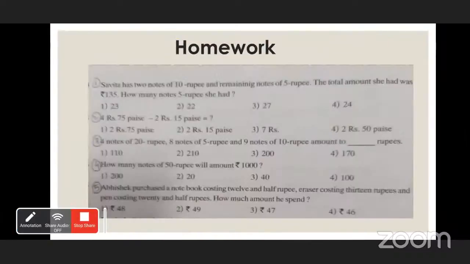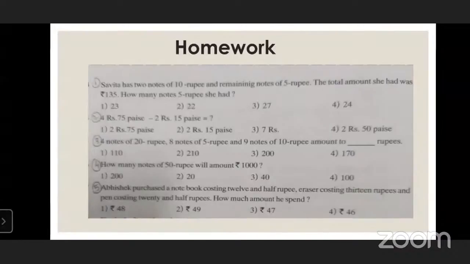These sums are for your homework. Note it down or take a screenshot.